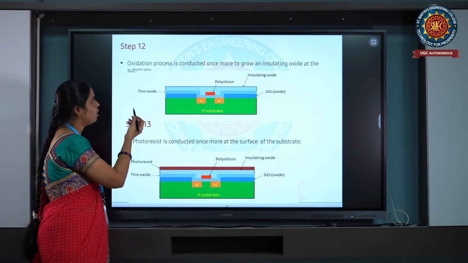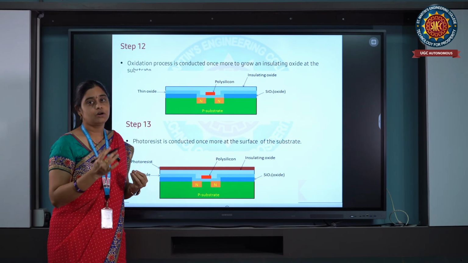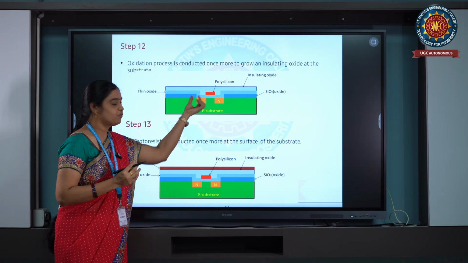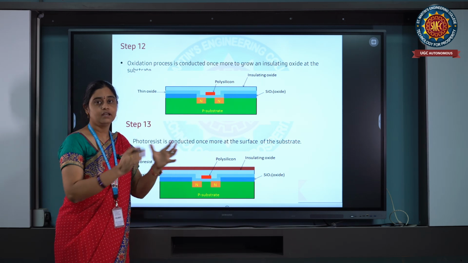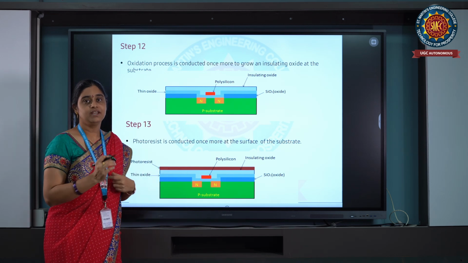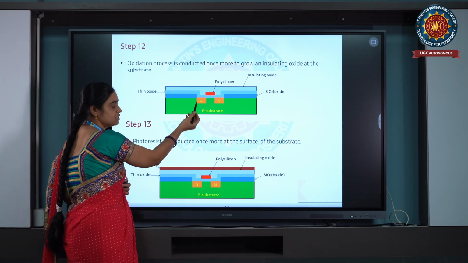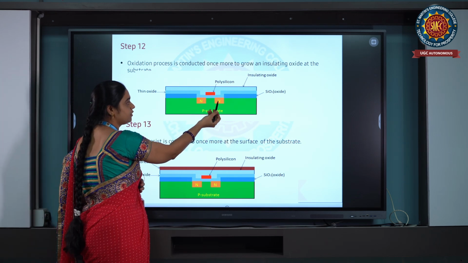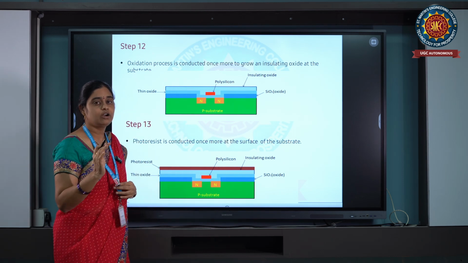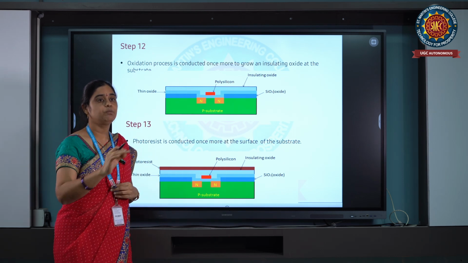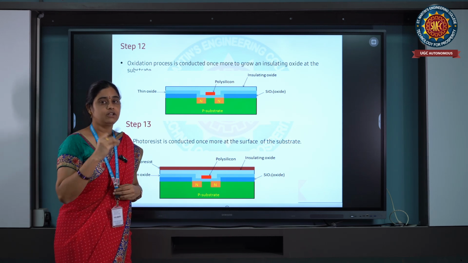The next process is the oxidation process. Why are we going again to oxidation? Now that we have seen the gate is formed at the center, source and drain end diffusions are occurring at either side of the substrate. It means we have got all the terminals for the NMOS transistor. This end diffusion is for the source and this end diffusion is for the drain, and at the center we have polysilicon. Whenever we have got our required structure, we need to place silicon dioxide on top of the substrate to protect it.